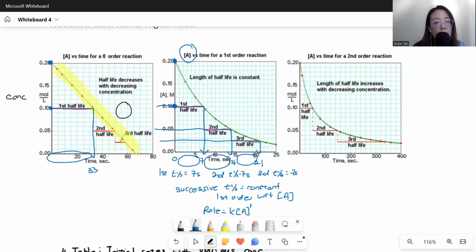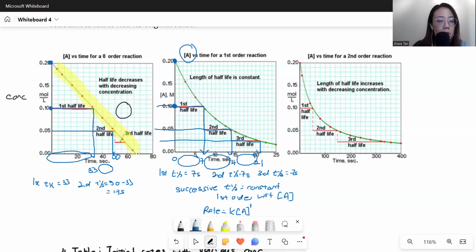Now from 0.1, you drop another 50%, you drop half, right? And you read over here. So let's say this number here is 50. And 50 minus 33, so the first half-life is 33. Now the second half-life over here is 50 minus 33, which is 17 seconds. You realize the second half-life is shorter. The bubble is smaller now.